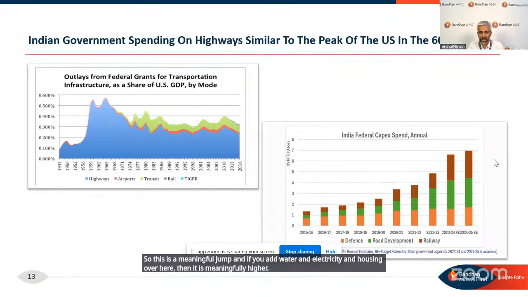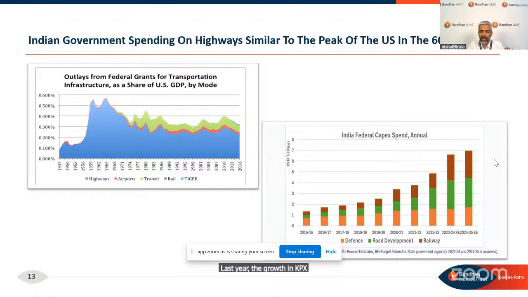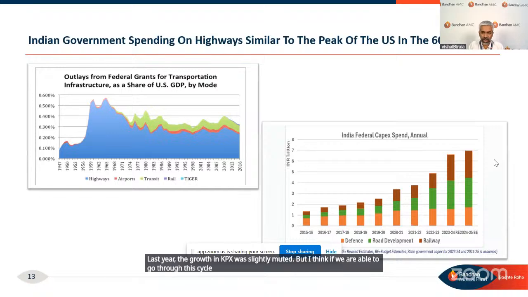Last year the growth in capex was slightly muted, but I think if we are able to go through this cycle this year of pain, where we are going to contract the fiscal deficit meaningfully from 4.8 to 4.4%, after this I think we should be very well placed in terms of capex growth as well.